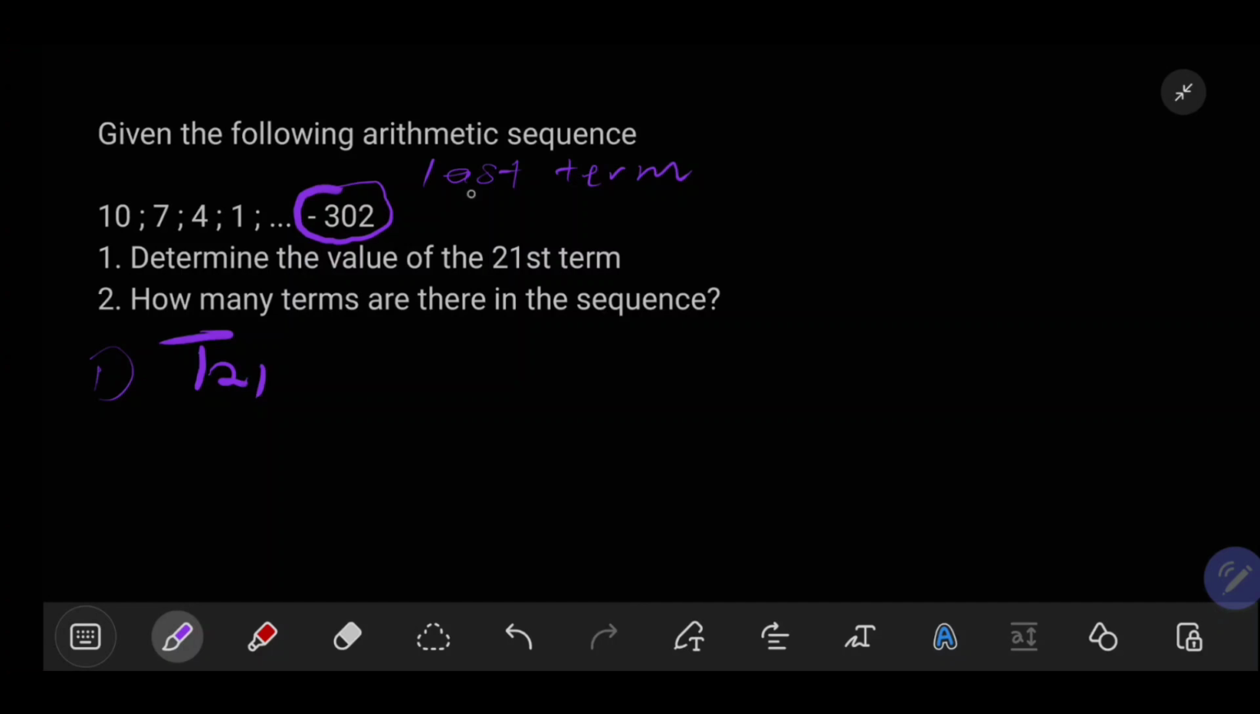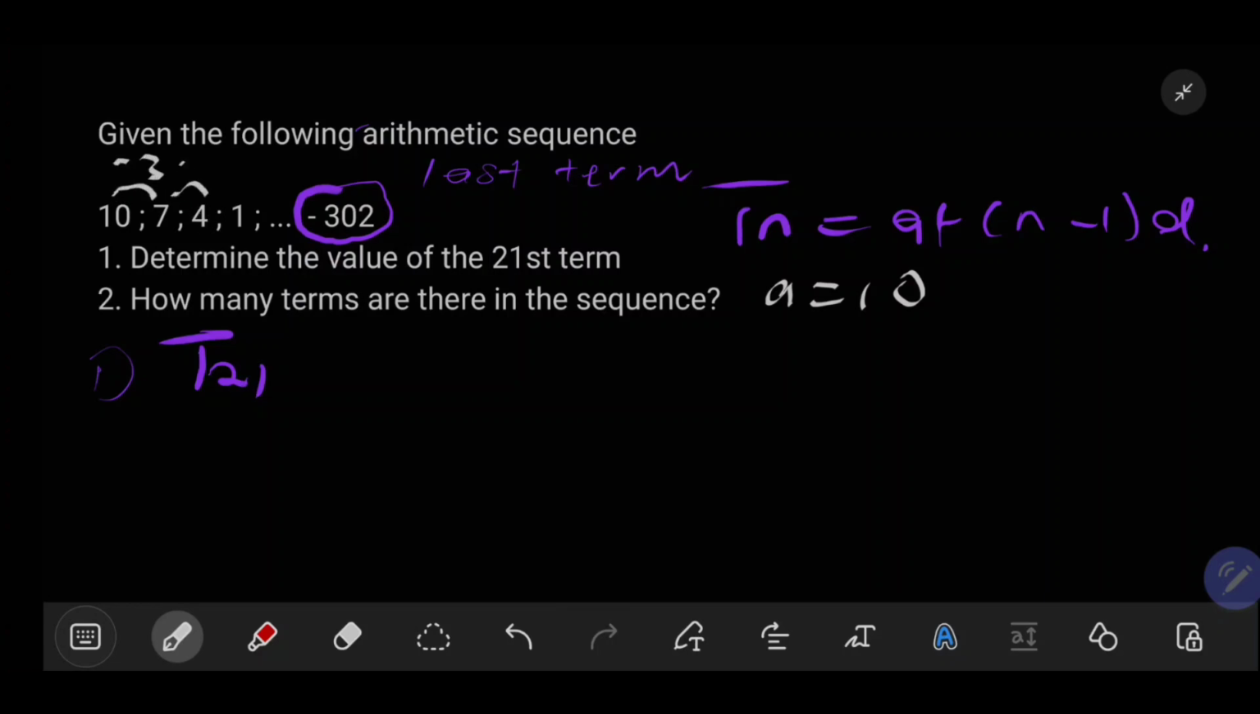Remember we're dealing with an arithmetic sequence, so the general formula is A plus (n minus 1) multiplied by the difference. In this case we must find the value of A and the value of D. Our A value, which is the first term, is 10. To find the difference, D equals T2 minus T1. To move from here to here, we take away 3, and from this to this, we take away 3. So our D is negative 3.